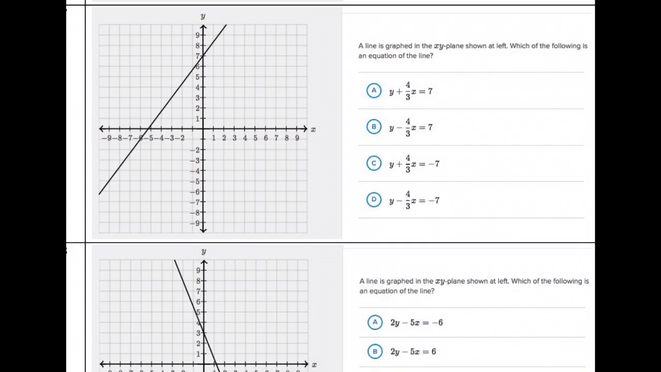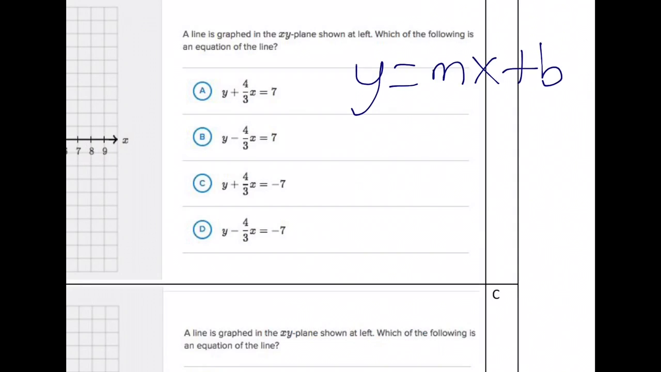Number 7. A line is graphed in the xy plane shown at left. Which of the following is an equation of the line? Suddenly, we are no longer in y equals mx plus b format. Instead, it's as if someone subtracted this mx term from both sides, and we have y minus mx is equal to b.